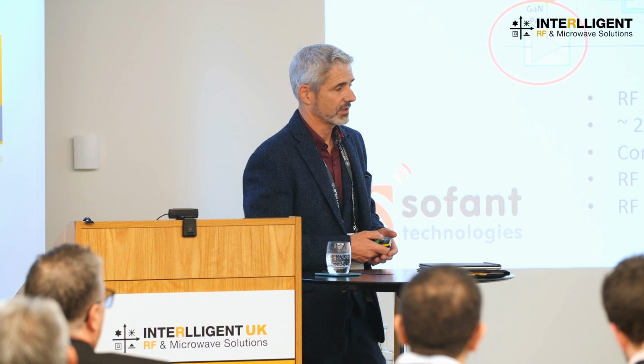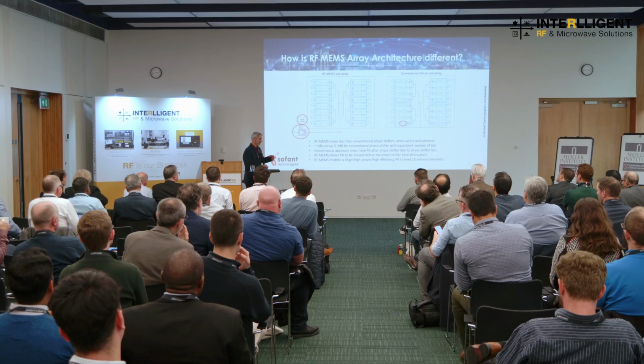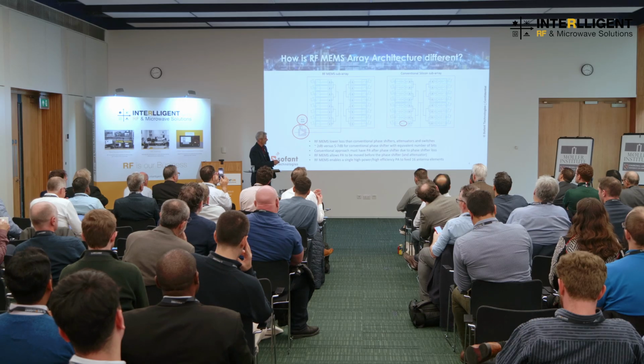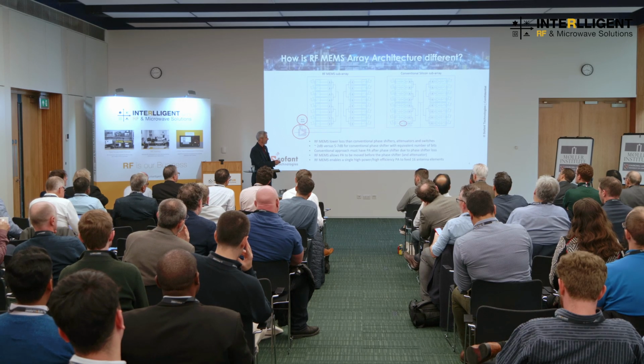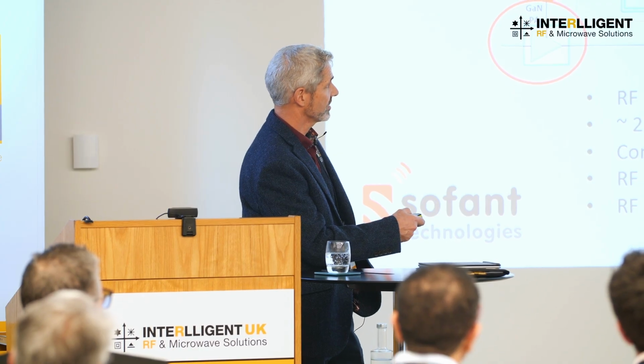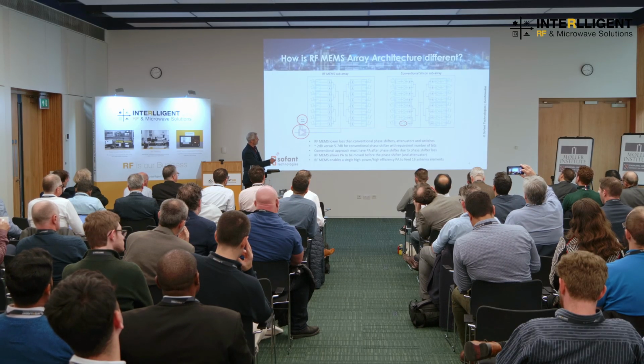In a conventional architecture, because of this loss, and when you add in an attenuator and a switch, they move the phase shifter and the attenuator before the PA. Because if you put it after the PA, this loss means the PA has to create a lot more power, and they're not very efficient. What we're able to do in our architecture, and you can see this is an equivalent, we're showing 16 antenna elements, same here, 16.